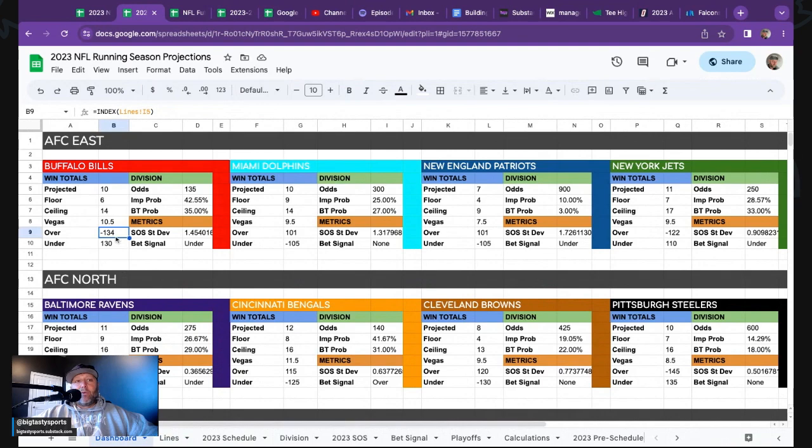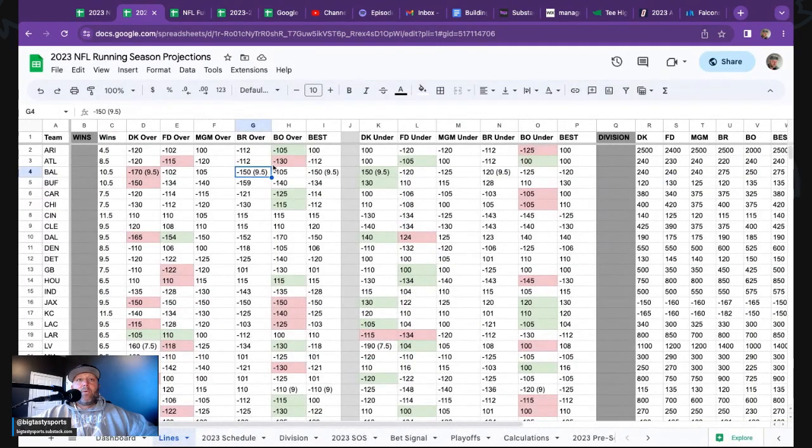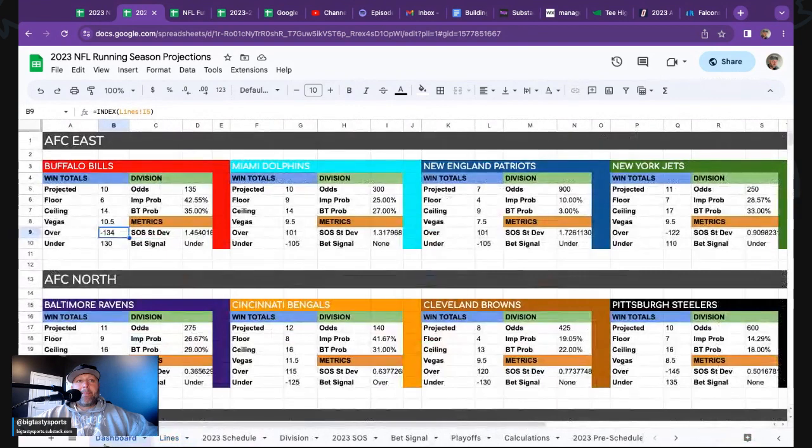And then if you actually want to make a bet, you could pop on over to this lines tab and go, which book was it that had that good line? Oh, it was minus 134. That's FanDuel. So I want to go to FanDuel and make my bet. So that's the win totals, and that's what's available there.